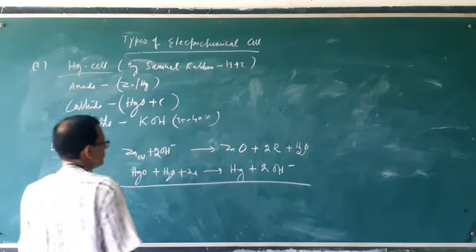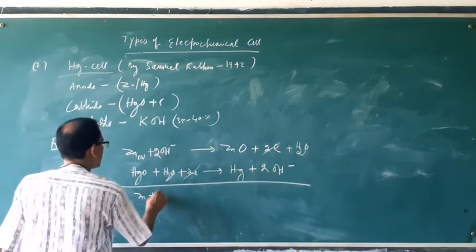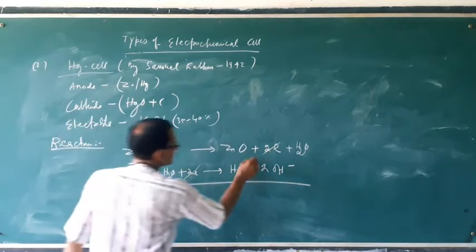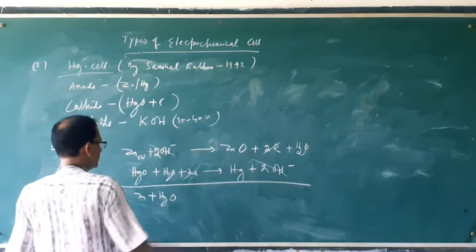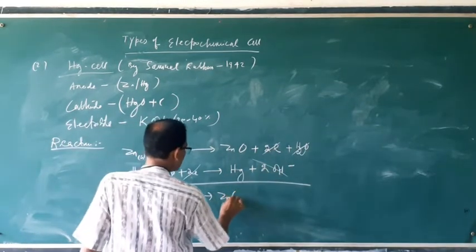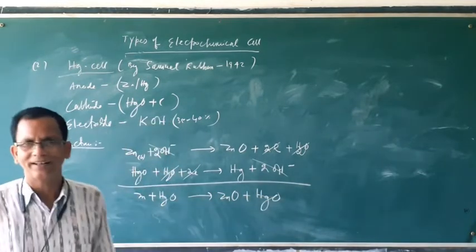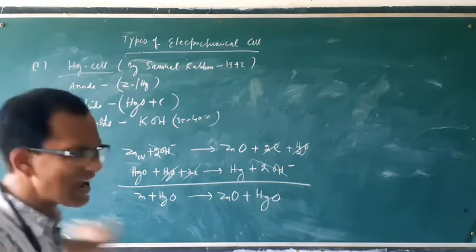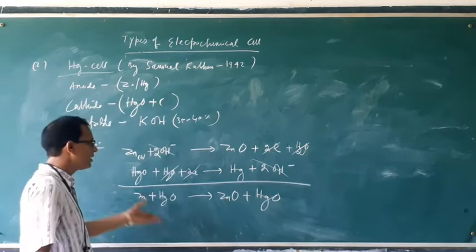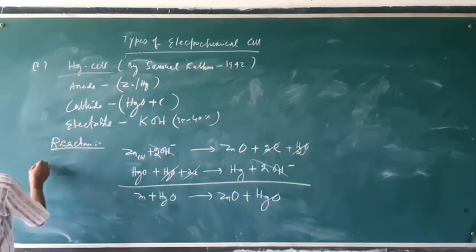Here if you add these two reactions, what is the result? Zinc plus HgO, OH minus cancels, and water cancels. What is left on the right side? ZnO plus Hg. Here if you see the total reaction, no ions are formed. No ions are produced in the overall reaction. That's why it maintains constant voltage.